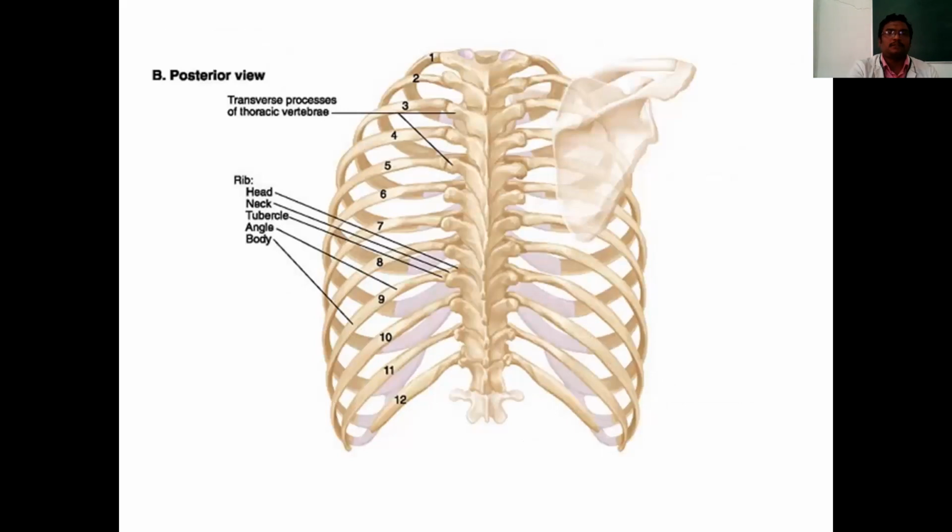So these are the 12 vertebrae you will have. These 12 vertebrae are once again divided into typical and atypical vertebrae. Here you will be able to get the ribs. What are the parts of a rib? You will be able to get a head, neck, tubercle, angle, and a body. So these are the parts of a rib.